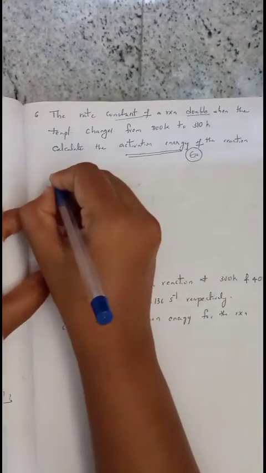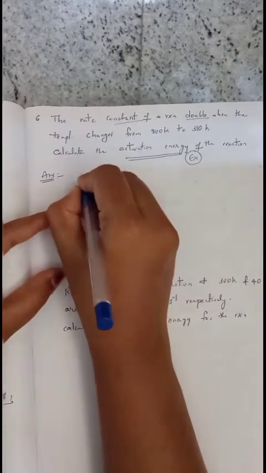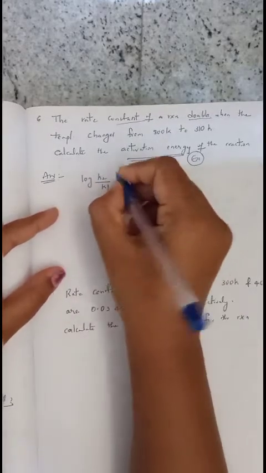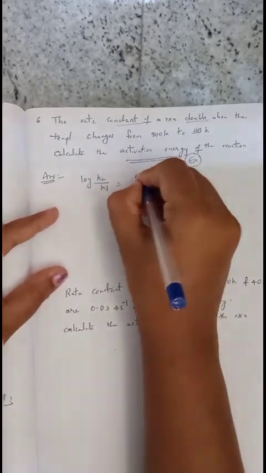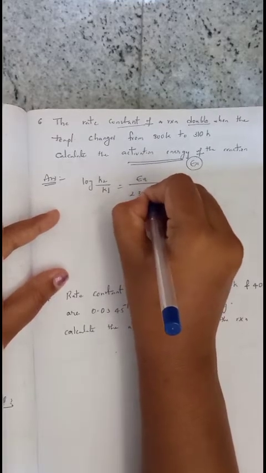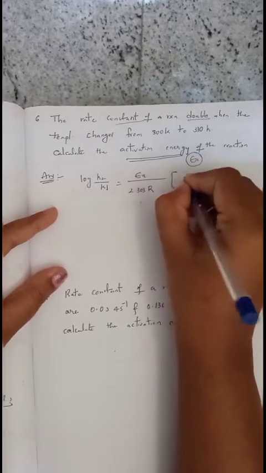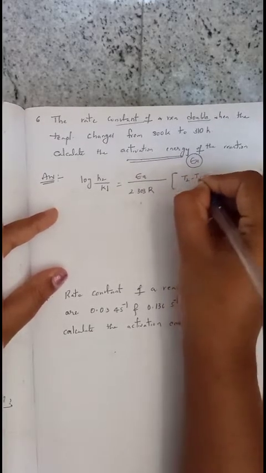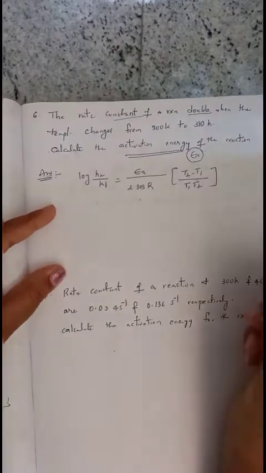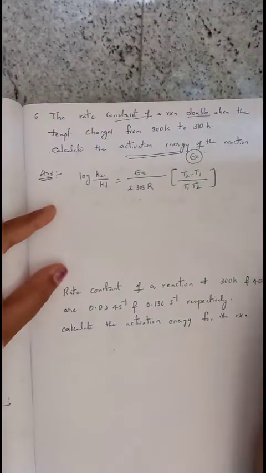First, write down the formula for activation energy in terms of the rate constants. Log K2 by K1 is equal to EA divided by 2.303 into R, capital R, into (T2 minus T1) divided by T1 into T2. This is the formula. Here K2 and K1 are the rate constants.